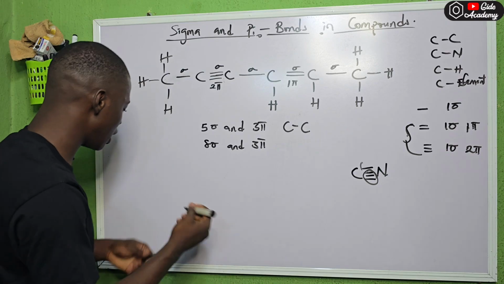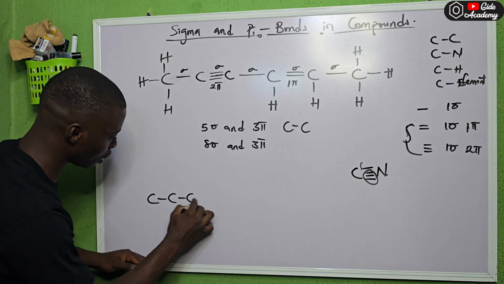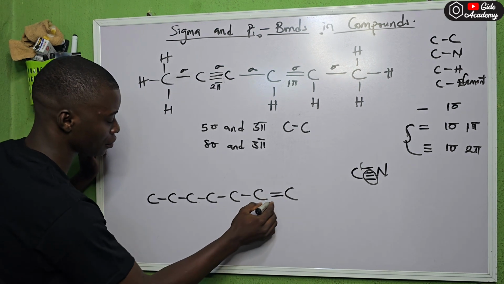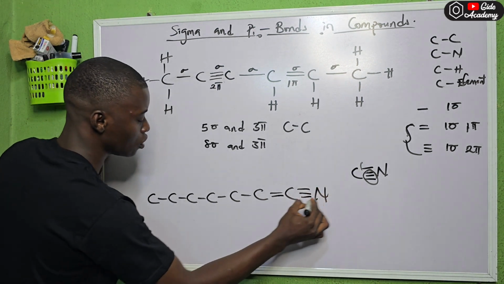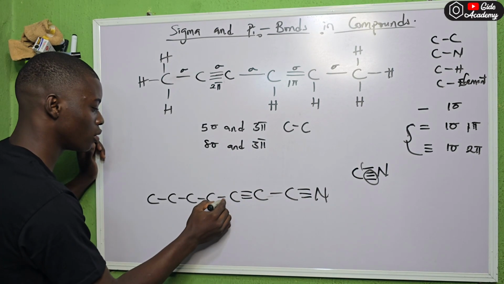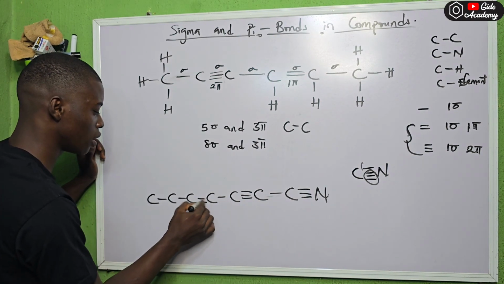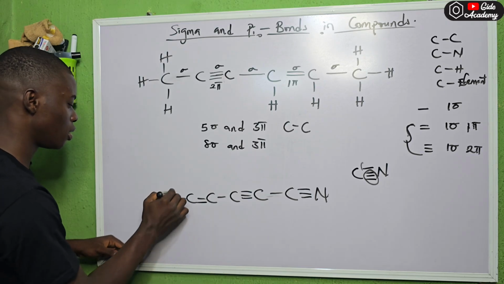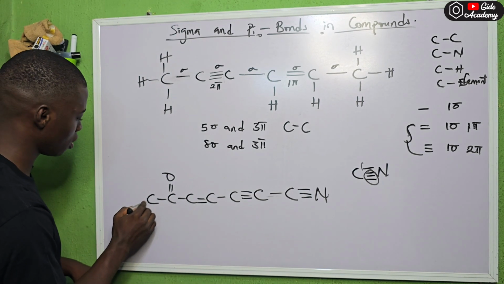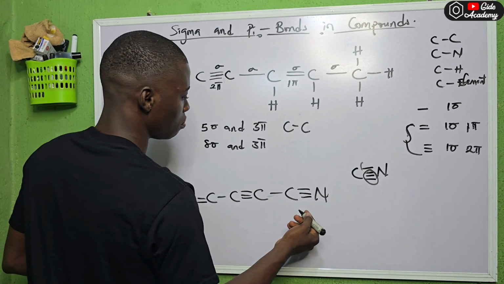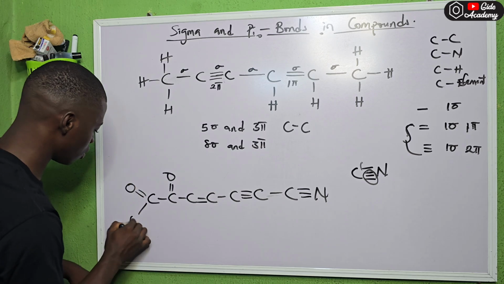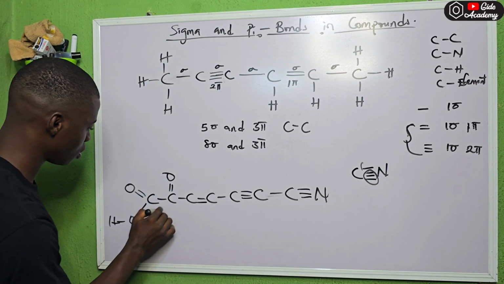Now let me give you another example again. Let's say nitrogen, here will be a single bond. Let's say here is triple. Here is double. Here is bonded to oxygen, bonded to oxygen, bonded to hydrogen.